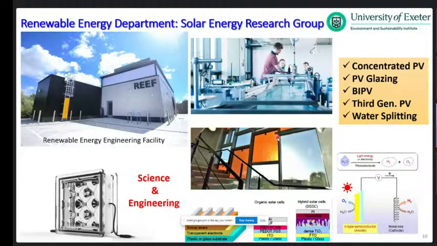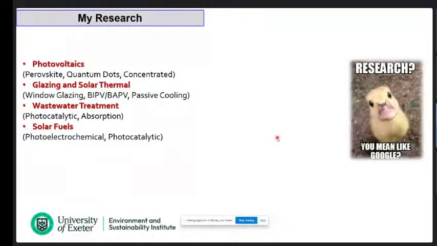So that's the thing. And regarding my research, as I mentioned, I'm working in photovoltaics, which is mostly perovskite, quantum dots, and concentrated photovoltaics based glazing and solar thermal. This is quite an interesting topic. So those who are very new to this area, it can open a new avenue for you. Wastewater treatment, photocatalytic absorption, and solar fuel, which includes photoelectrochemical and photocatalytic hydrogen production.